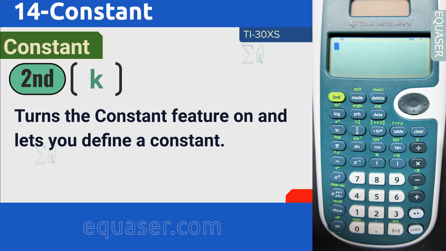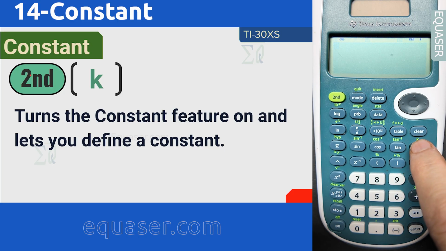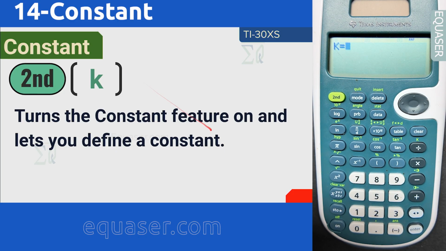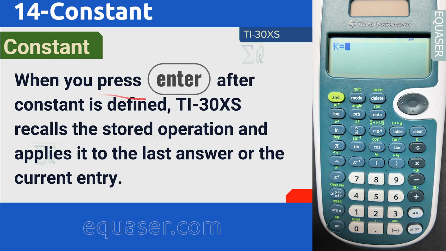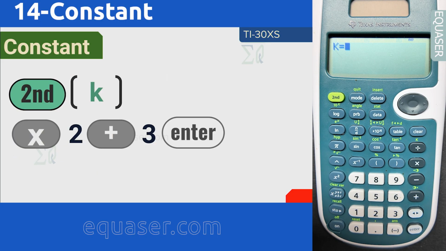Second function and K here. This is a constant, and it brings you the K that lets you define a constant. A combination of numbers, operators and/or values up to 44 characters can be entered here. When you press enter after the constant is defined, this calculator recalls the stored operator and applies it to the last answer or the current entry.